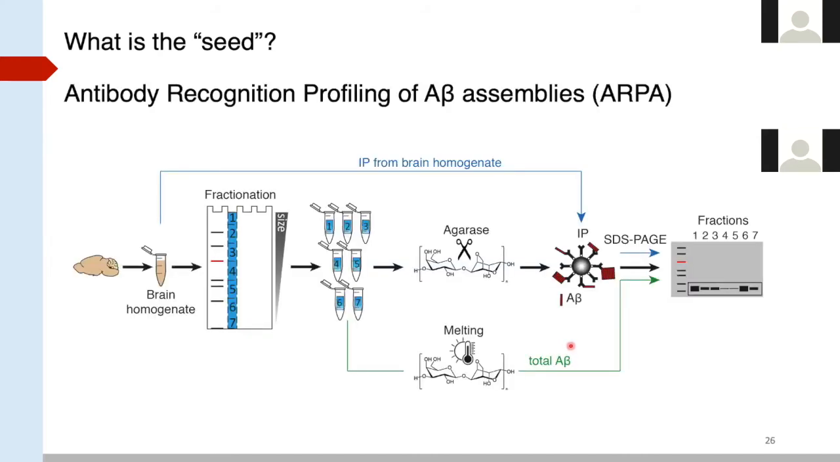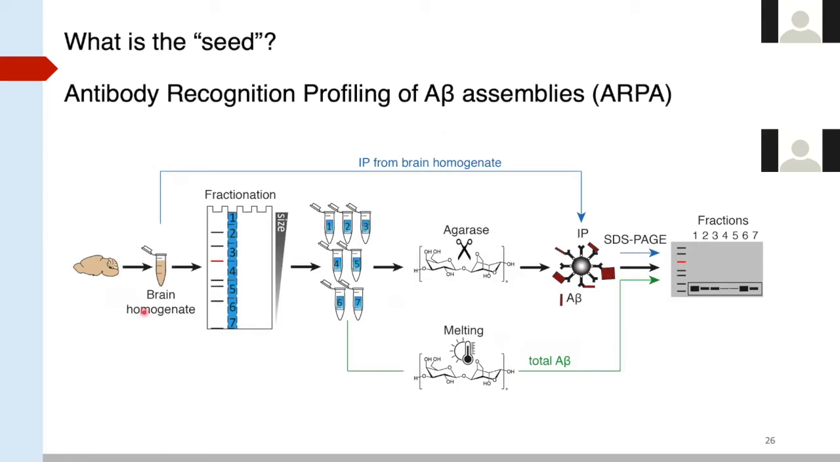Obviously, 20 to 30 minutes is not enough to show you all the data, but I'm really eager to show you our efforts to isolate and characterize the early pathogenic amyloid beta seeds. For this, former lab members established a method that we termed antibody recognition profiling of A beta assemblies, or short ARPA. I would like to guide you through this method very quickly.